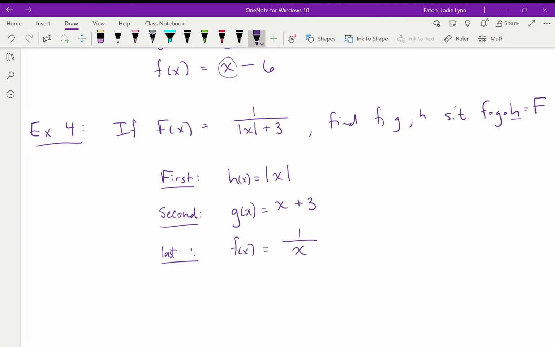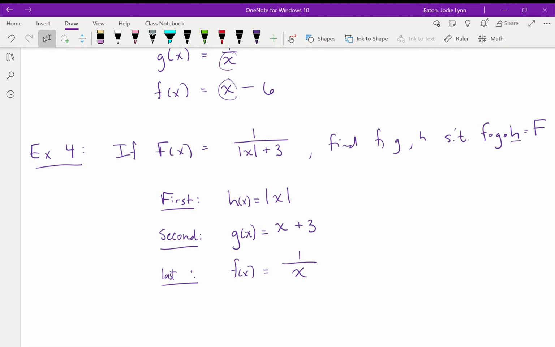So hopefully you will be able to both compose and decompose functions after this.